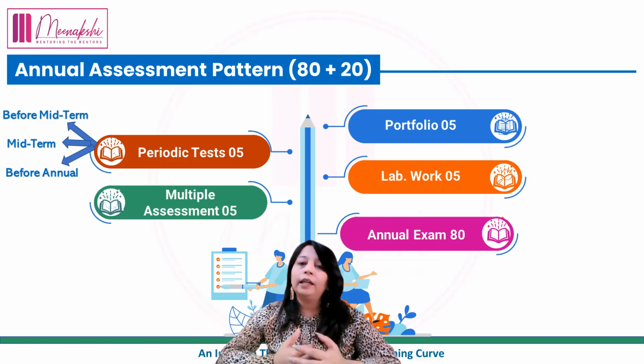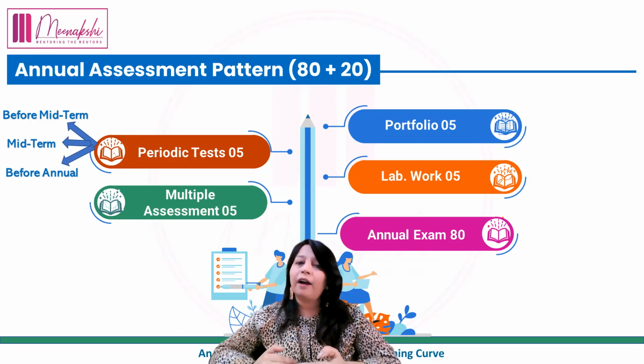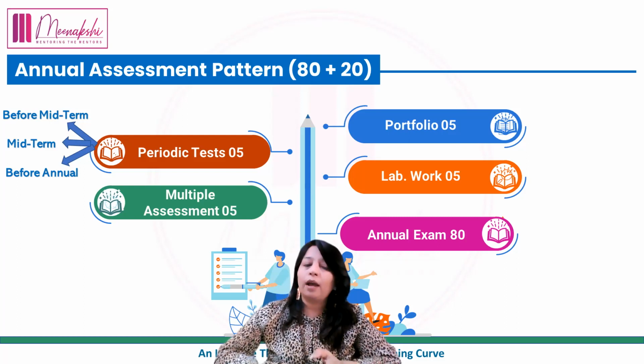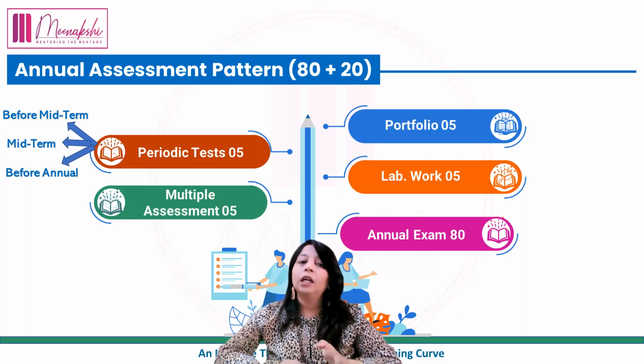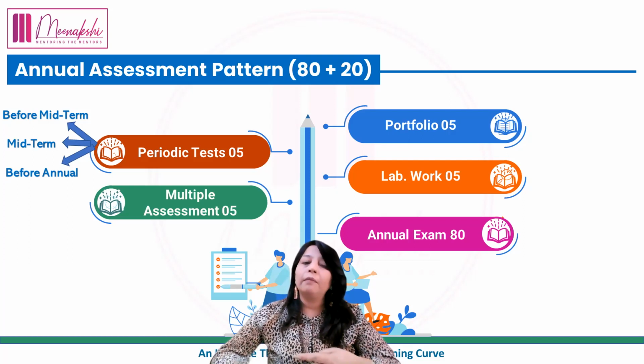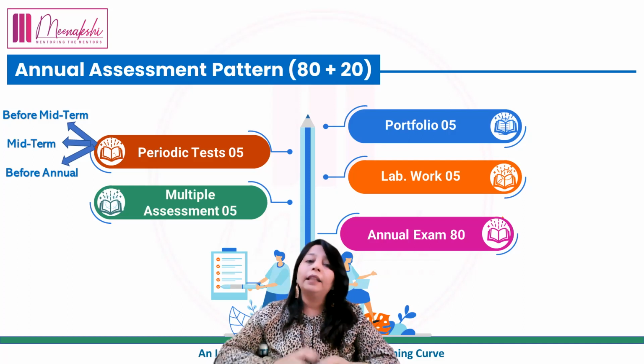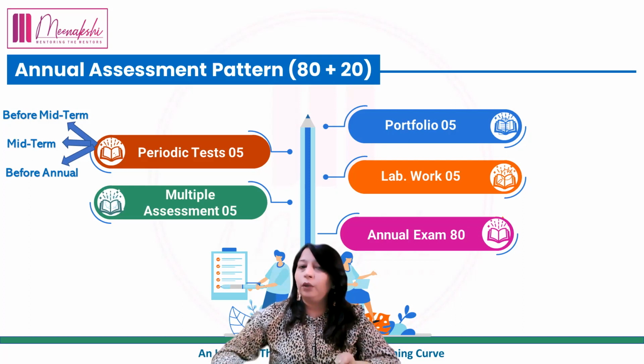So for these 20 marks, let us divide these 20 into parts of 5 each. First of all, it is mentioned 5 marks for the periodic test. As you can see here in the branches, I have clearly mentioned you will be taking 3 tests before the midterm exam, and before annual, that is post midterm. You can also say it like that. And you can also term it as periodic test or the unit test.